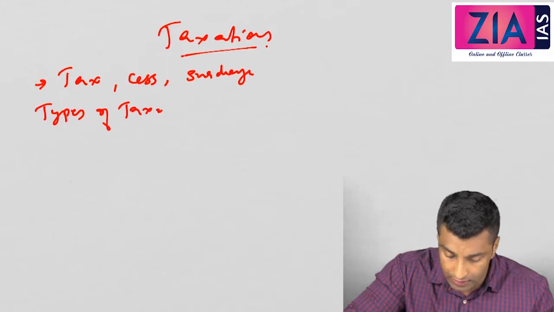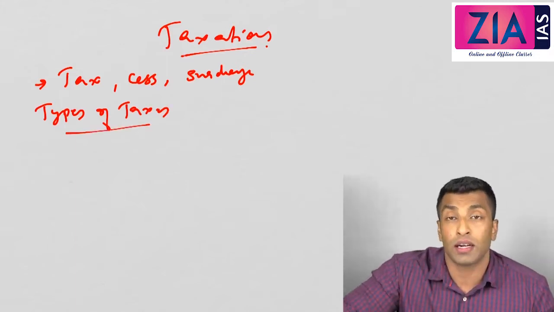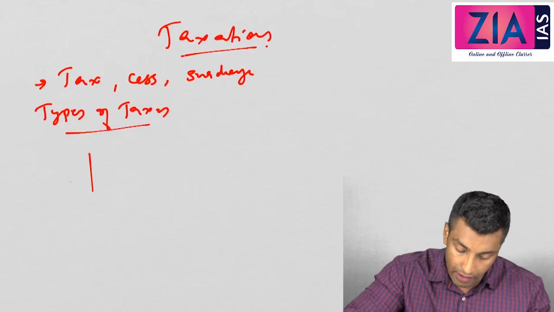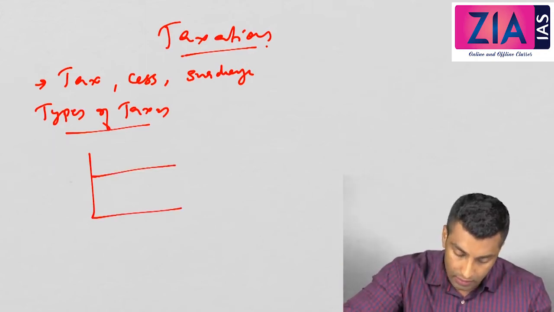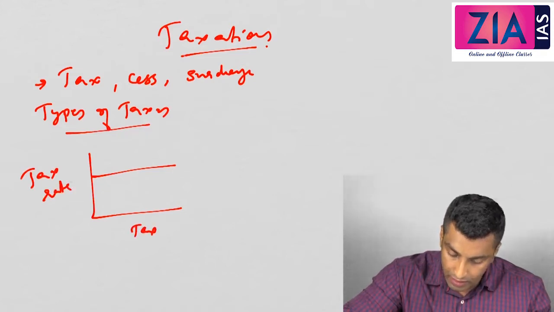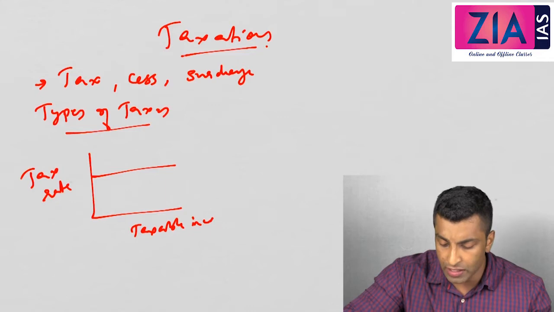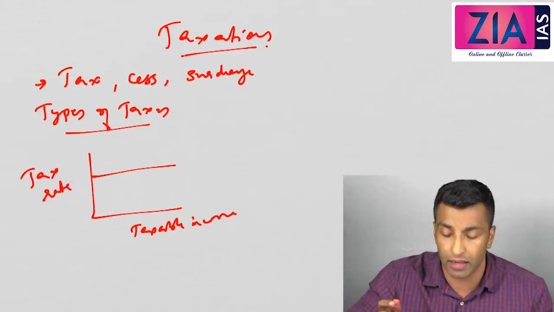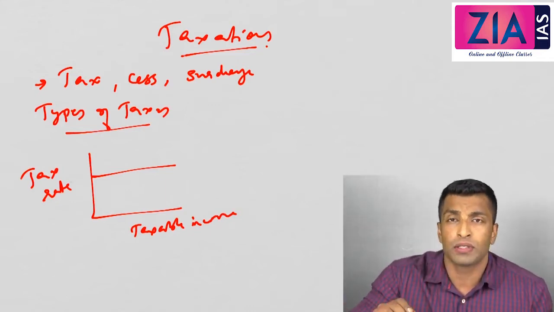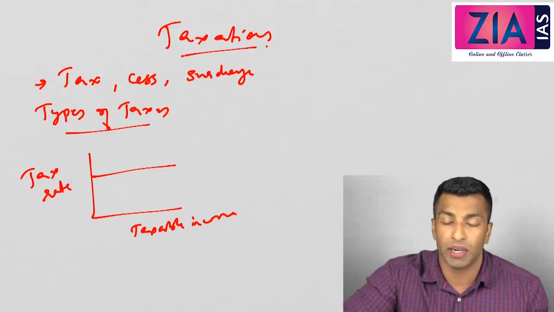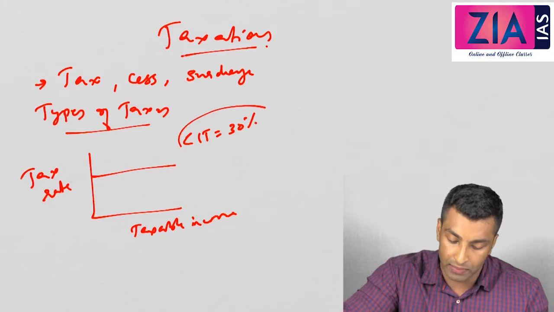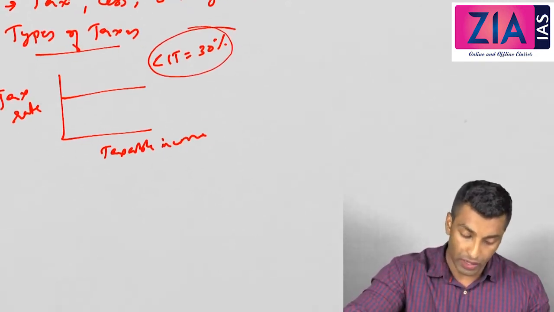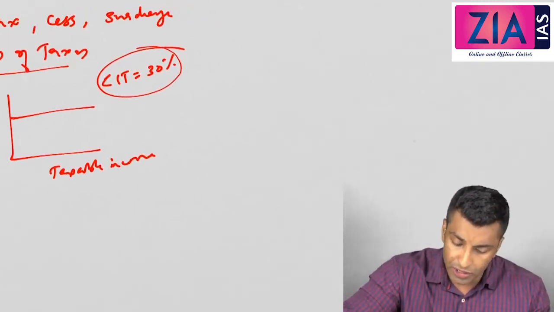So type of taxes under which we started with proportional tax, right? And we have discussed that there is a flat rate of tax like this. This is the tax rate, and this is the taxable income. So irrespective of the income, whatever be the income, there is a same tax, okay, common tax. For example, like corporate income tax at 30%. Okay, so this is what we have seen as proportional tax.